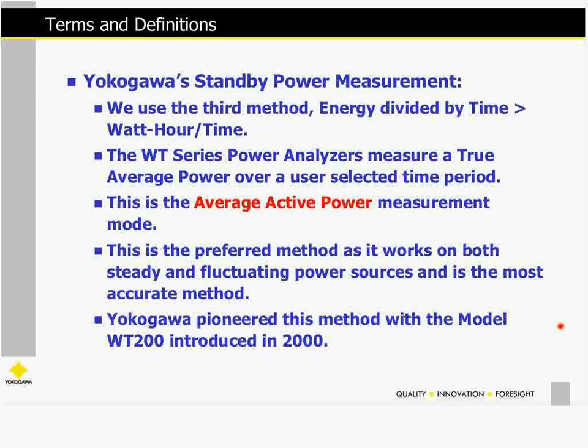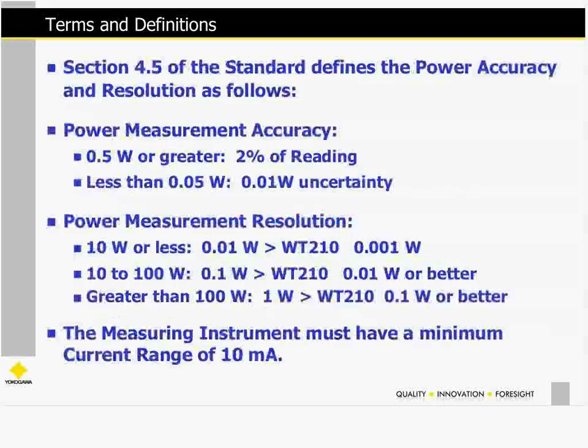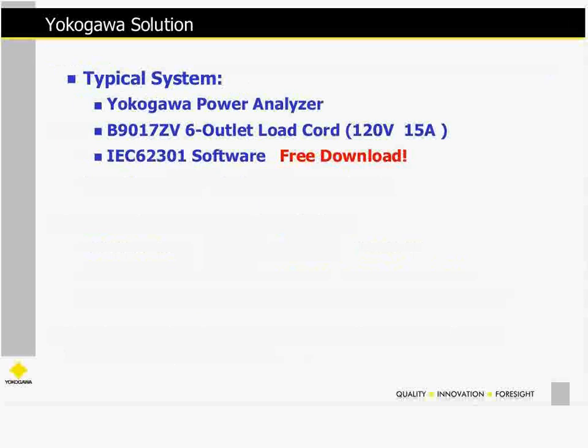So average active power is what we use in that. This was pioneered by Yokogawa back in the year 2000 with one of our earlier power analyzers, the WT200 series. Section 4.5 defines the power accuracy and the resolution that is required to make these measurements. One of the important things is that the measuring instrument must have a minimum current range of 10 milliamps, and this is to do the standby power measurement.